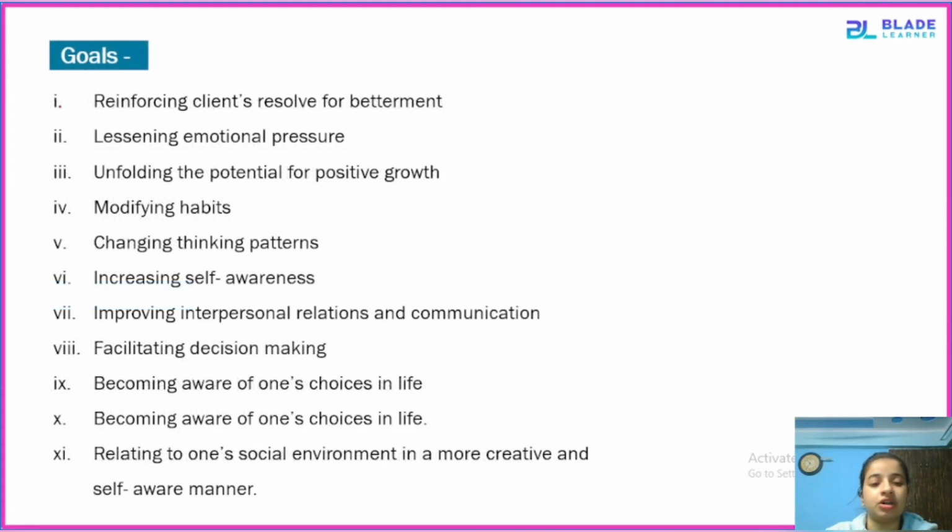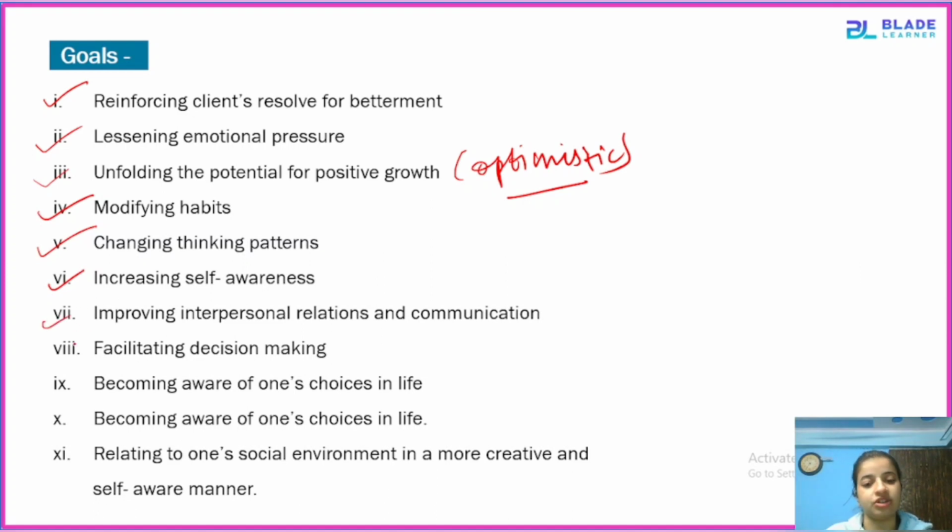So the goals are to reinforce clients' resolve for betterment, lessening emotional pressure, unfolding the potential of positive growth, being optimistic, modifying habits, changing thinking patterns, increasing self awareness, improving interpersonal relationships and communication, facilitating decision making, becoming aware of one's choice in life. And I guess I wrote this point twice, but never mind. So, relating to one's social environment in a more creative and self aware manner.